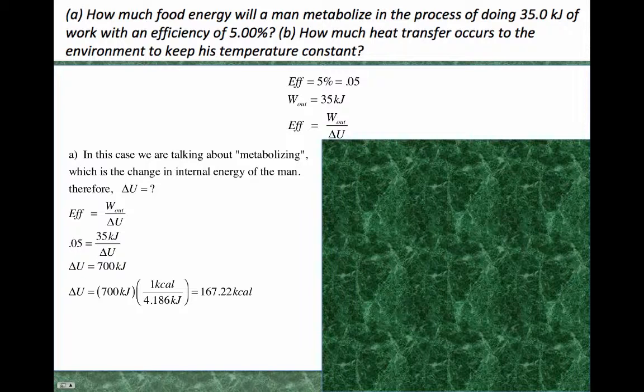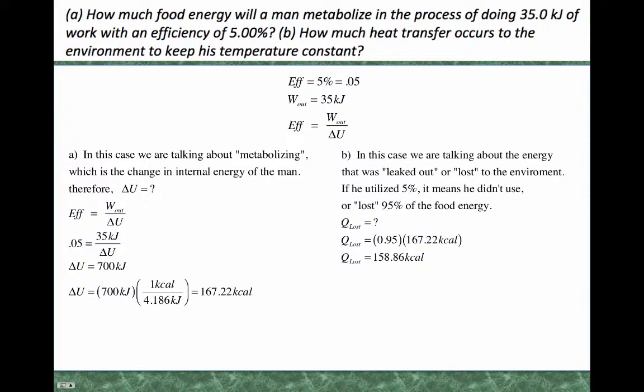The second part is then asking, how much heat transfers to the environment to keep his temperature constant? Well, since we're talking about the energy that was leaked out or lost to the environment, if he uses 5%, that means he lost 95% of the food energy. And so we're assuming that that loss was eventually due to leaking out. So the Q lost is simply 95% of whatever he metabolized. And that was 167.22. So the Q loss is 158.86 kilocalories.